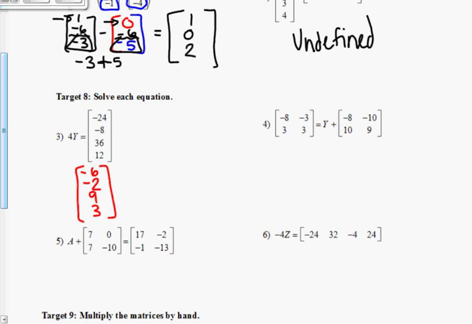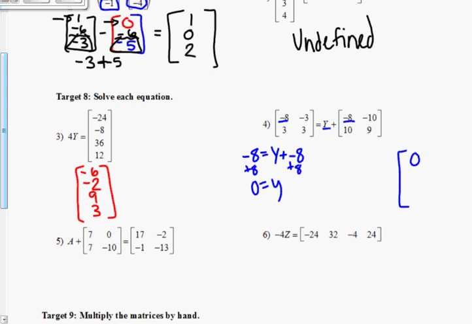There's a couple ways to do this. One, you can just think through it mentally. -8 plus what gives me -8? Well, that would have to be 0. You can also set up an equation. So you could have -8 equals y minus 8, or plus a -8. Adding 8 over, I get y equals 0.